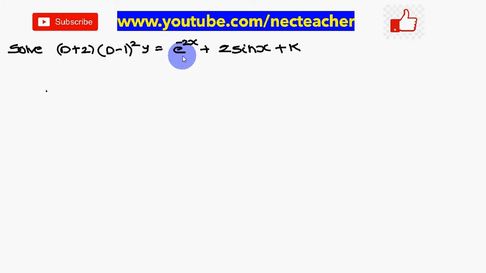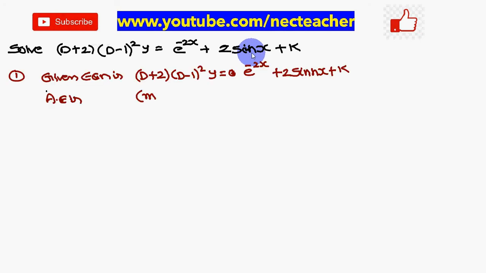Next, here it is e power minus 2x plus 2 sinh x plus k. But we know only the e power ax model of how to solve. Then it is sinh, hyperbolic. k is nothing but k into e power 0x. You can write hyperbolic sin x also in terms of e power x. That is also we will discuss.